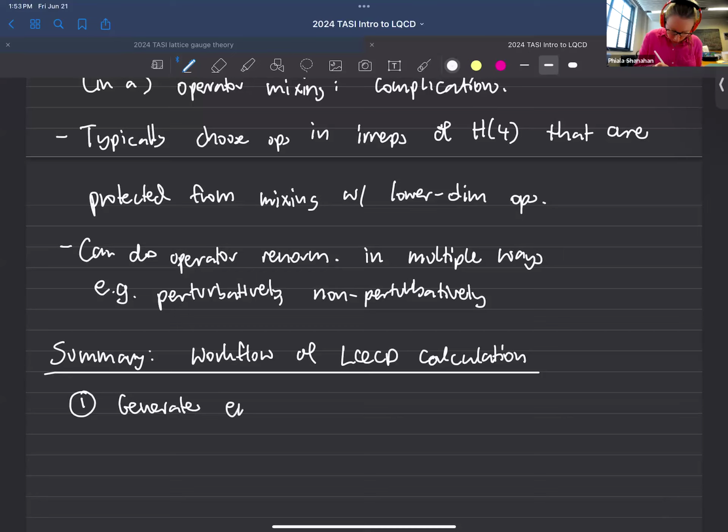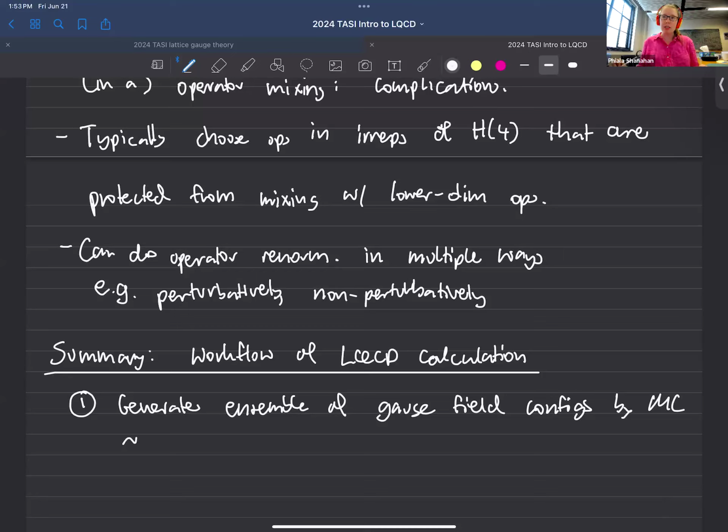So you generate an ensemble of gauge field configurations by some Monte Carlo. And for a sense of scale, typically this would take hundreds of thousands of CPU cores or thousands of GPUs.